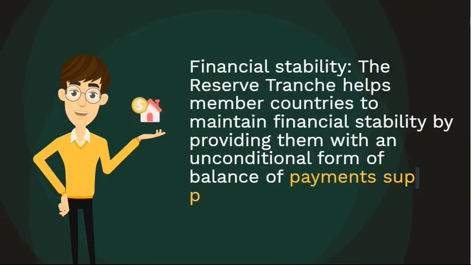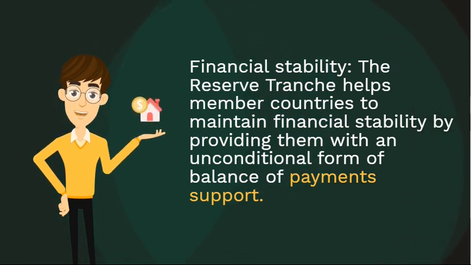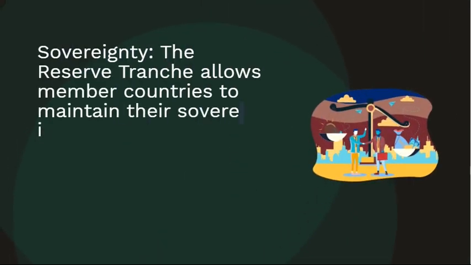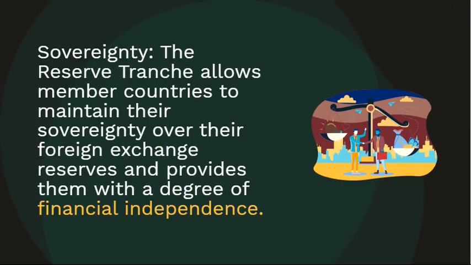Financial stability. The reserve tranche helps member countries to maintain financial stability by providing them with an unconditional form of balance of payment support. Sovereignty. The reserve tranche allows member countries to maintain their sovereignty over their foreign exchange reserves and provides them with a degree of financial independence.